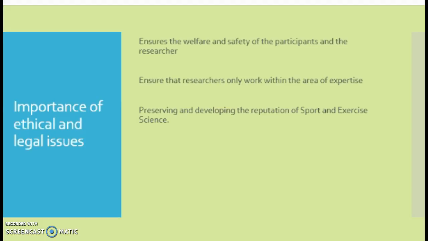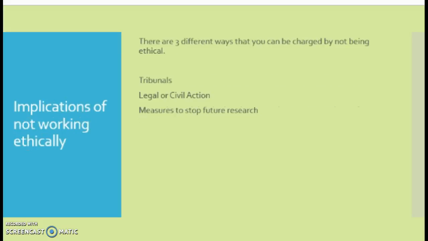It also ensures that researchers are working in their areas of expertise and have qualifications to carry out the research. For example, if the researcher was going to be taking some of the participants' blood throughout the project, then the researcher will have to have some qualification in dealing with blood. Finally, that the researcher is credible in order to preserve and develop the reputation of sport and exercise science.